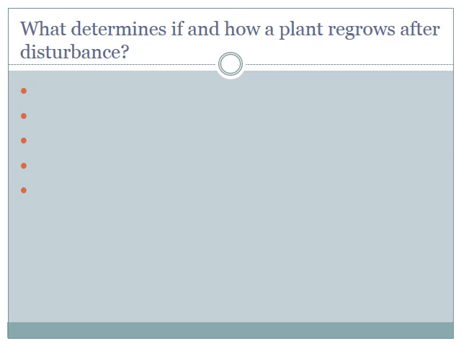So with that, think about what determines how a plant regrows after disturbance. What determines how quickly the plant will respond and how well it will respond? A couple of points you might think about. One is how intense the disturbance is, how much biomass is removed, or how hot the fire is, and how much of the leaves are removed.